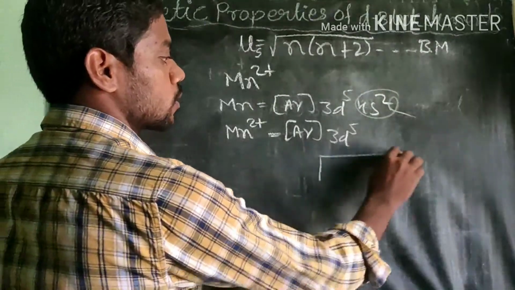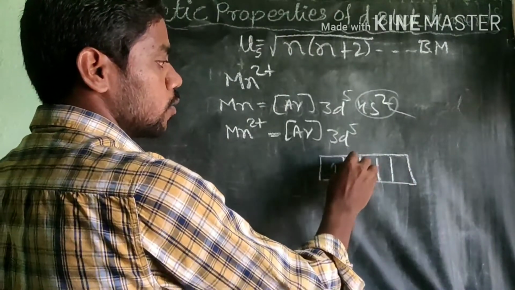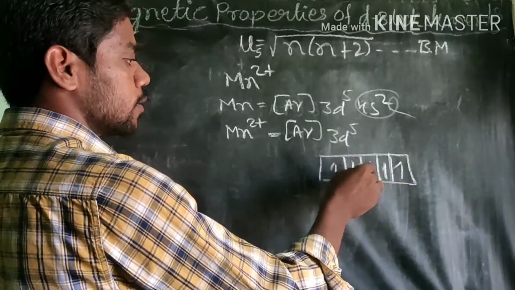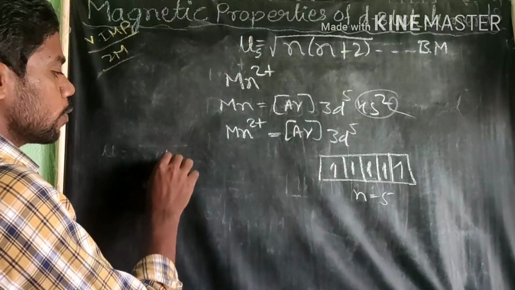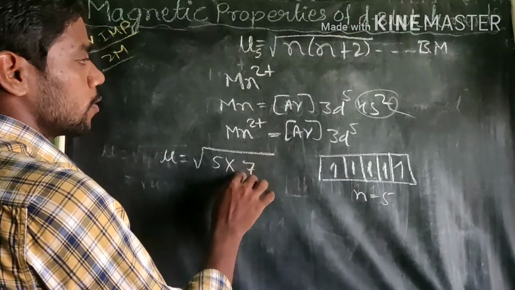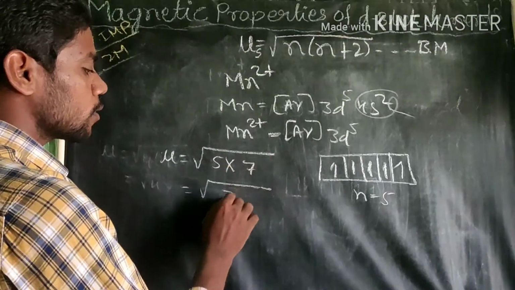Next, go for the box diagram. How many unpaired electrons are there? There are 5: 1, 2, 3, 4, 5. Therefore, all electrons are singly filled, so n equals 5. Therefore, substitute: mu equals square root of 5 into 7. n plus 2 means 5 plus 2, 7. Therefore, square root of 35.